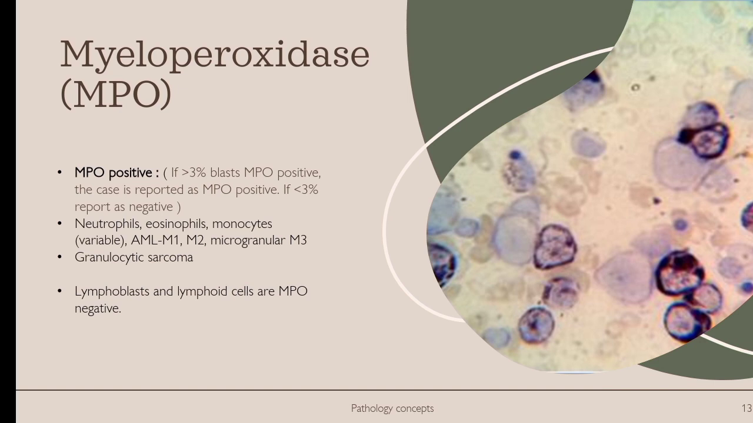If more than 3% of the blasts are MPO positive, then the case is reported as MPO positive, and if less than 3% of the blasts become positive, then the report is considered negative. The neutrophils, eosinophils, monocytes, AML M1, M2, microgranular M3, and granulocytic sarcoma are MPO positive. Lymphoblasts and lymphoid cells are MPO negative.